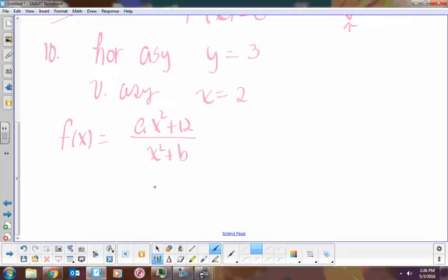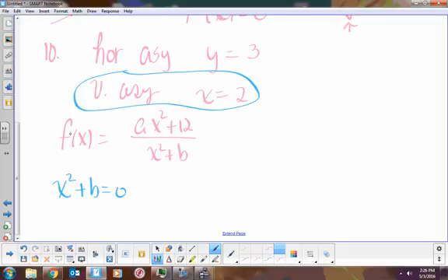How do you find vertical asymptotes? Set the denominator equal to 0. x squared plus b equals 0. Do we know where this is occurring? So what are we going to put in for x? That's going to be 4 plus b equals 0, so what does b equal? Negative 4. All right? At that point, how many negative 4s are there? Just one, but let's finish it.